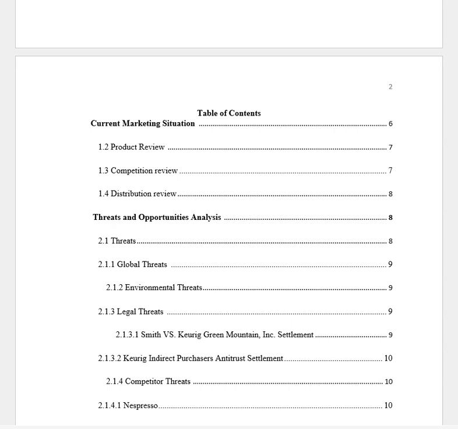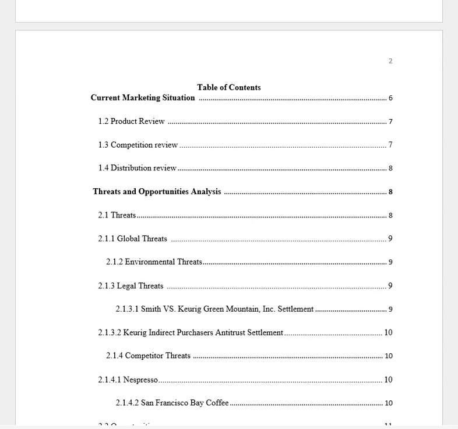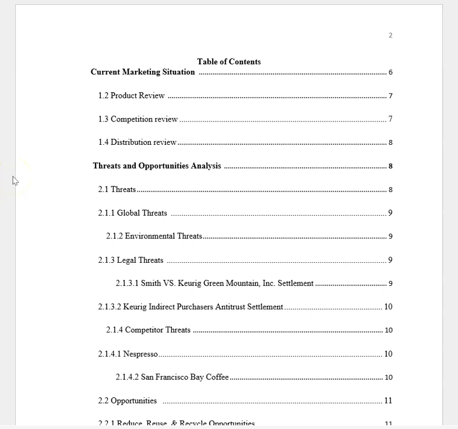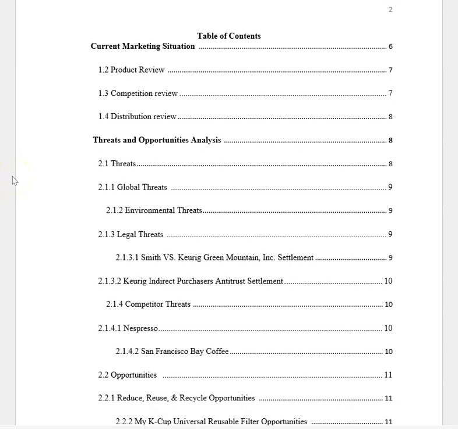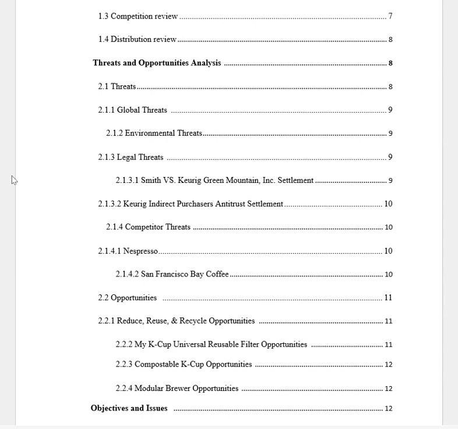Here's the table of contents. You'll know if you compare the outline with what you see here in the table of contents, they did a really good job showing me just by looking at the table of contents that they have really thought this marketing plan through and that they're very thorough on each of the sections.